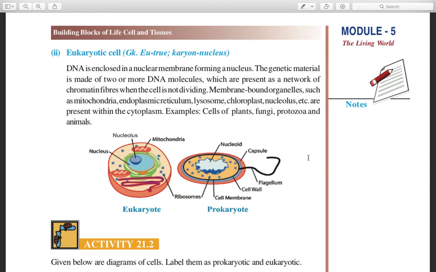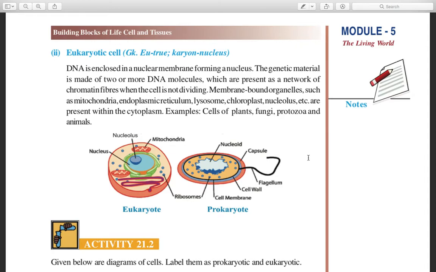Okay, so they are present as a network of chromatin fibers when the cell is not dividing. So when the cell is not dividing, at that time the chromatin fibers will be there. Chromatin is that DNA and protein combined structure, to keep the DNA molecule.